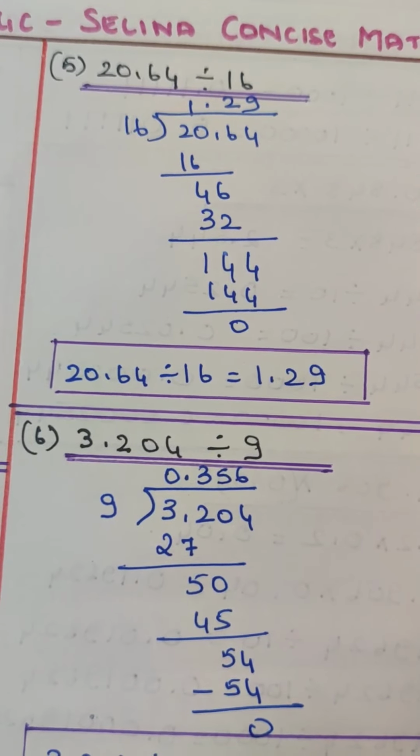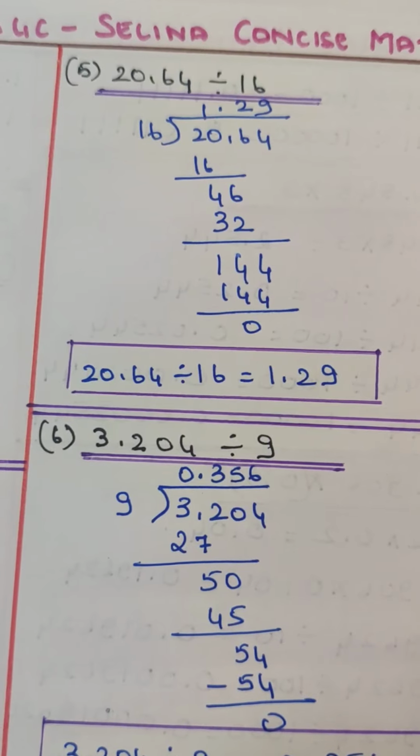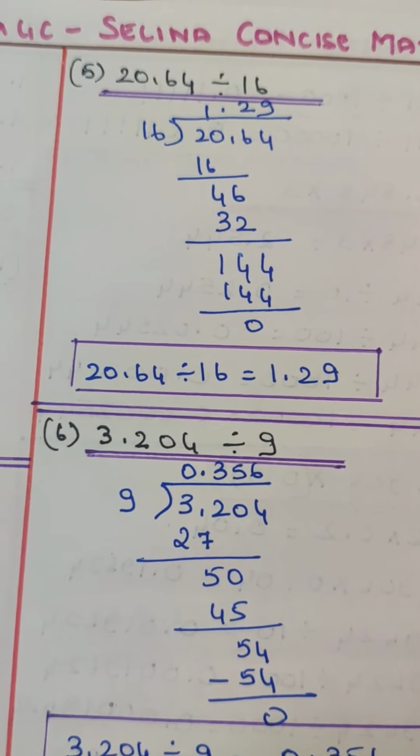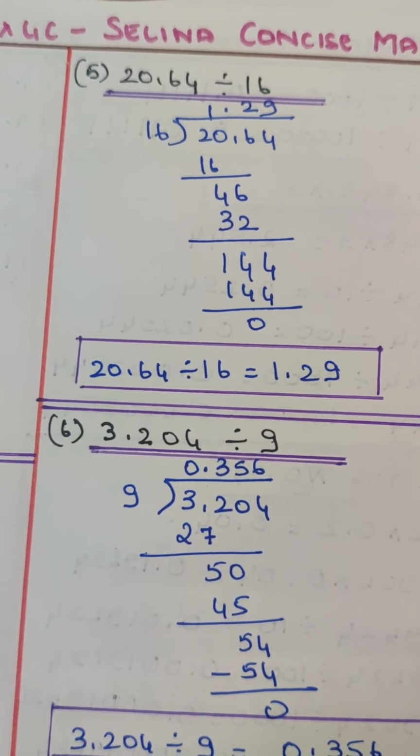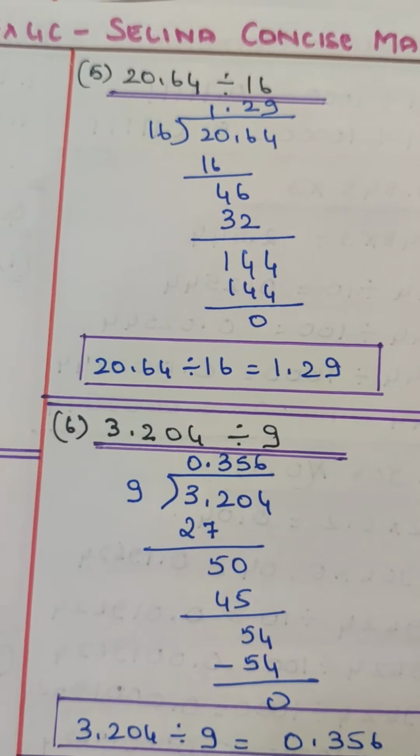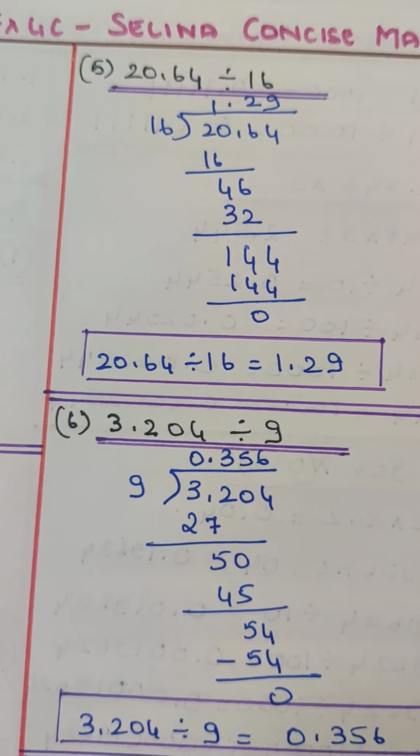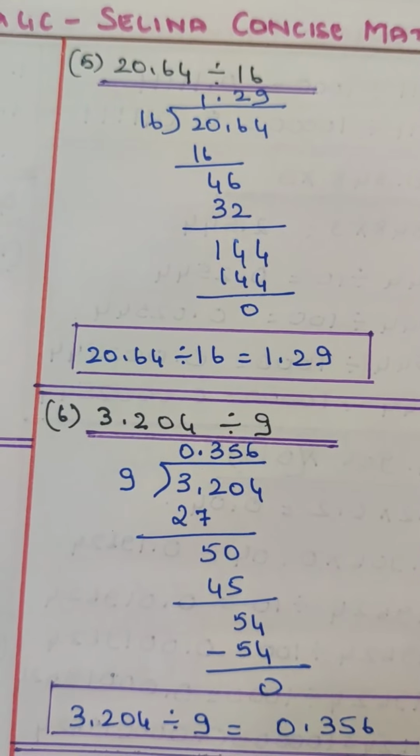So it is 20.64. 16 ones are 16. 4 is the remainder. Put a point and get 6 down. 16 twos are 32. So 14 is the remainder. And now you get the 4 down. 16 nines are 144. Therefore the answer is 1.29. 20.64 divided by 16 is equal to 1.29.